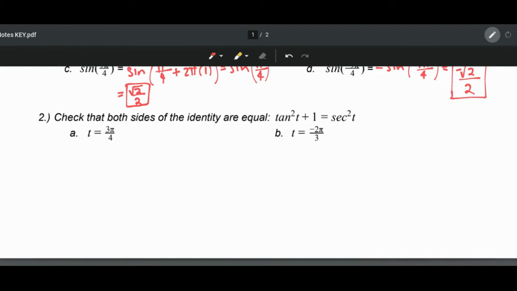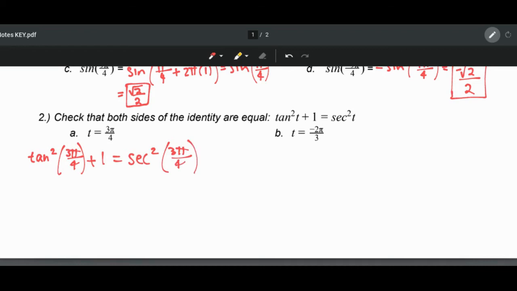Number 2, it wants us to check that both sides of the identity are equal if we use the angle to be 3 pi over 4. So if I were to do tangent of 3 pi over 4 squared plus 1, we're going to see if that is equivalent to secant of 3 pi over 4 squared.